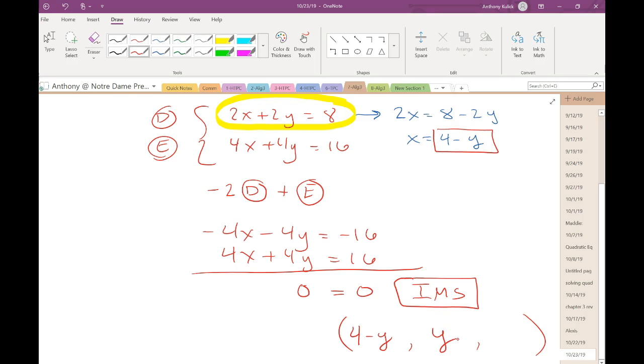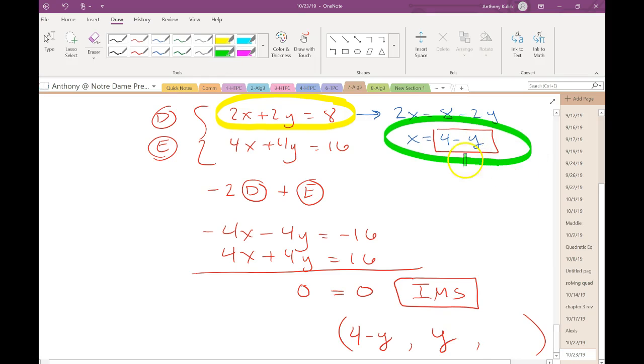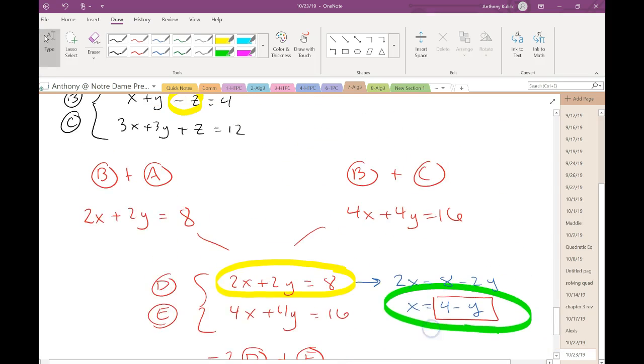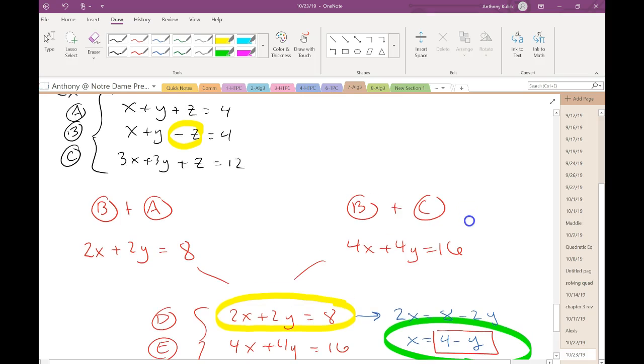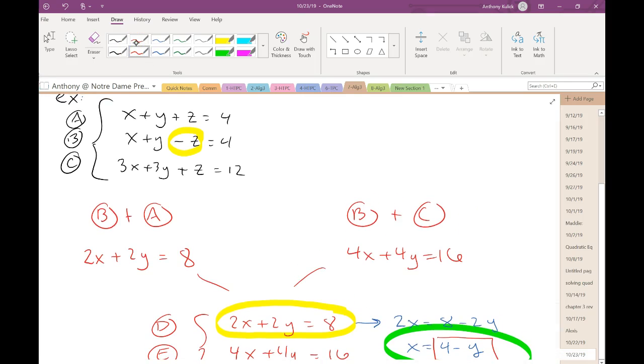To find z now, I'm going to take this and make a substitution into either equation A, B, or C. Does it matter which one I choose to use? No. Just for the sake of argument, I'm going to do it into equation A. Okay with that?